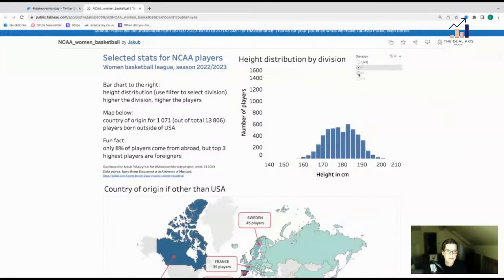Division 1, Division 2. Oh, no, Division 1, Division 2, Division 3. So we see a little bit of a shift, that the shorter players are in the lower division, whereas the highest division has more of the taller players. I would spell out what the divisions mean, like that 1 is the highest, 3 is the lowest at this level. At least it's what I believe is happening.